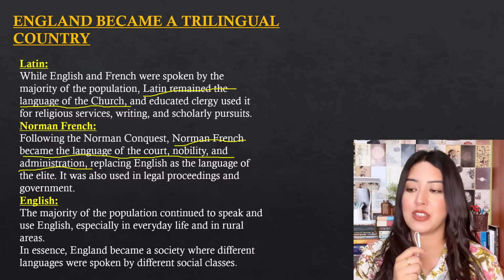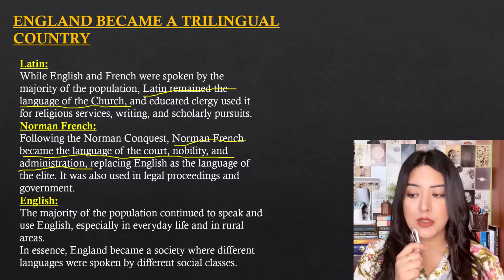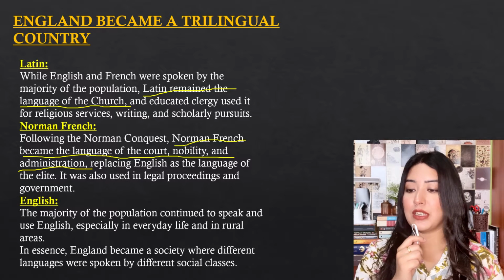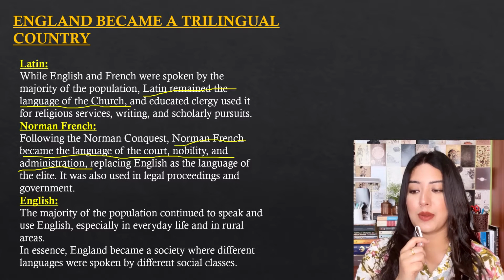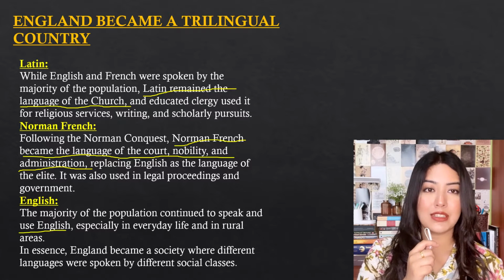Then we have English. The majority of the population continued to speak and use English, especially in everyday life in rural areas. So in a sense, England became a society where different languages were spoken by different social classes.